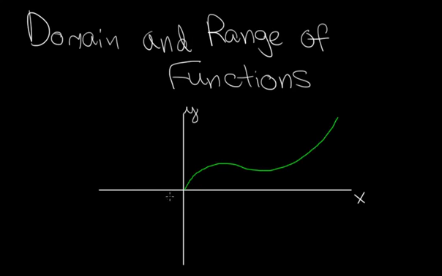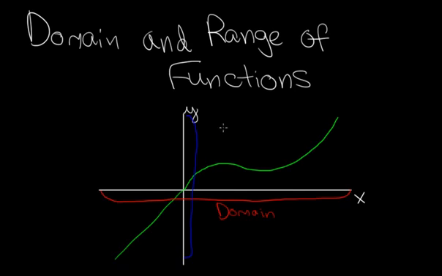The domain is any stretch along the x-axis that the function goes over. So the domain extends from here to here, as far as we can see right now. Domain. Alright? And the range extends from as far down on the y-axis all the way up to as far up on the y-axis as the function, which is in green, goes to. So range. This is how to find the domain and range of a function graphically, just looking at a graph.